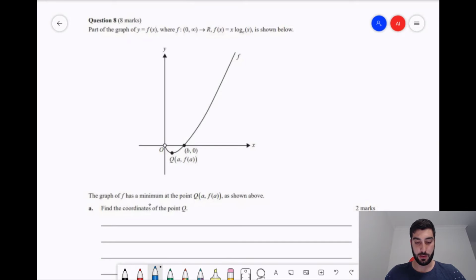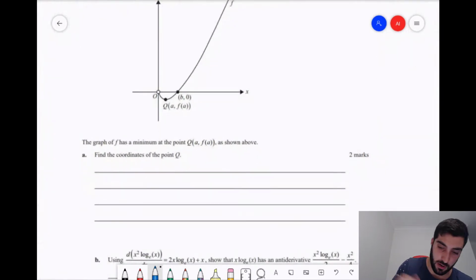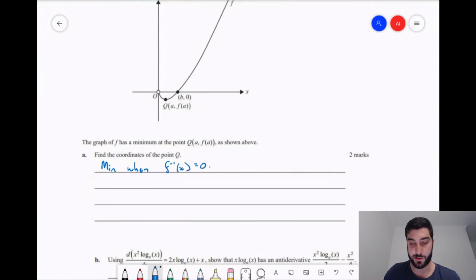So hopefully you see the word minimum and you think, that usually ties closely in with the derivative, and more specifically where the derivative is equal to 0, right? So minimums and maximums and stationary points of inflection are exactly that. They're stationary points. So I guess the first thing that we'll start off by stating is pretty much that exactly. So we put min when the derivative is equal to 0. And we want to solve for that essentially.